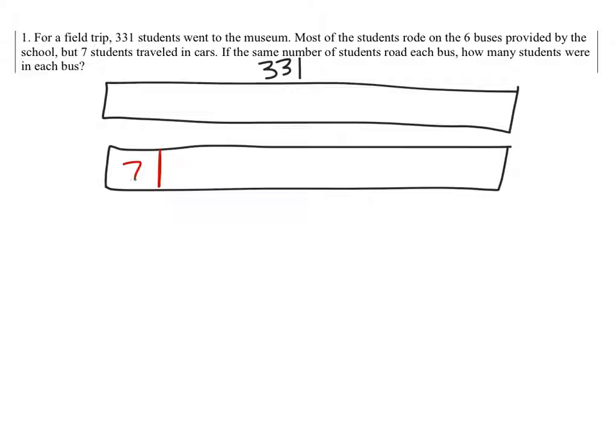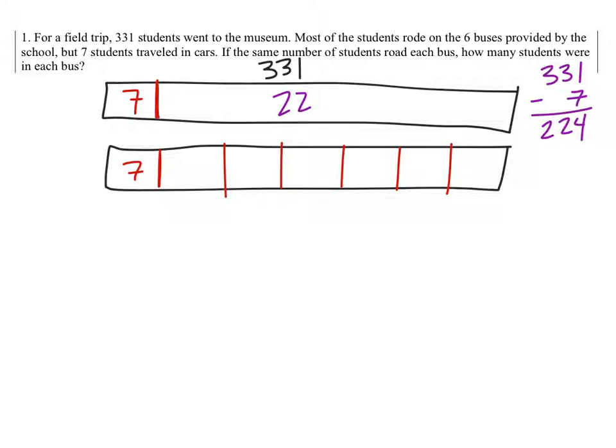So we know that there were 7 people that rode in the cars. And then we've got to divide this up into 6 buses. So 1, 2, 3, 4, 5, 6. So those are 6 buses. So we've got to take 7 off of this 331. And that will help us to figure out how many people rode just in the buses. So if that were the case, 331 minus the 7, divided by 6. Gives us 224 students. 300. Yeah, sorry, 324. That was close. Divided by 6.